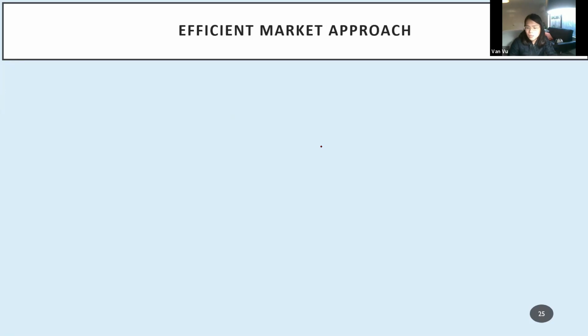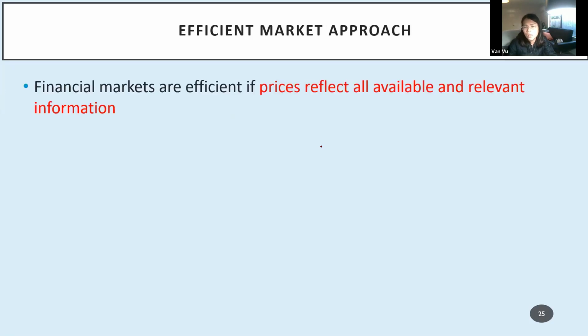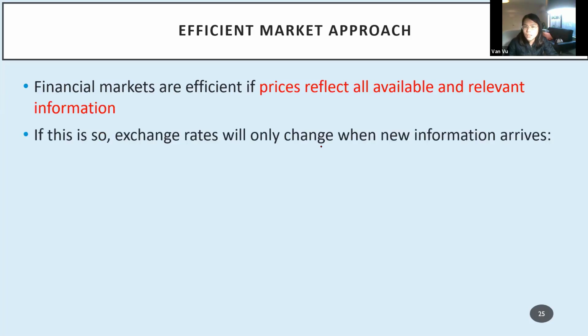So with the efficient market approach, the idea here is that prices follow a random walk. Financial markets are efficient and prices reflect all available and relevant information. At any point in time when you observe the market, the price is efficient in the sense that all information has already been reflected. So if this is the case, the exchange rate will only change when new information arrives. In the absence of information, the exchange rate that you observe in the market at any given point in time is an efficient exchange rate.